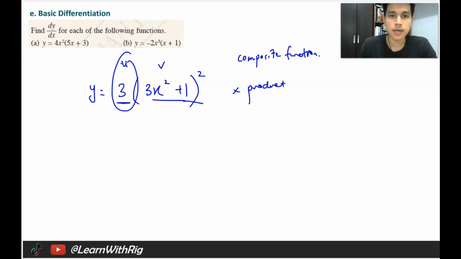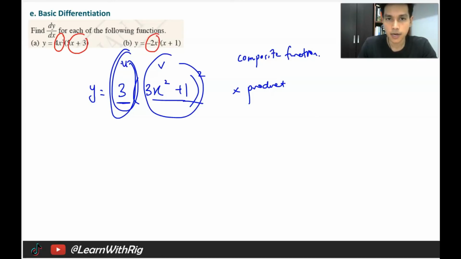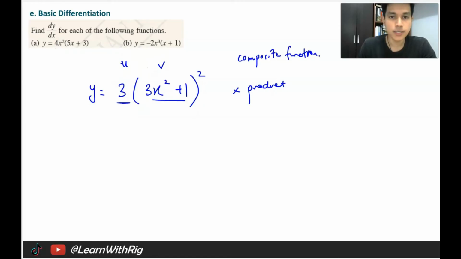The only time you use product rule is when, first of all, it has to be a product. Second, there is x value on both sides. The u value here got x, the v value also got x. So you see the question here got x, in the bracket here also got x. So in this case, you use product rule. But for the question that I'm giving you here, you don't need to use product rule because the front here there is no x value. So you can straight away use the composite function rule.